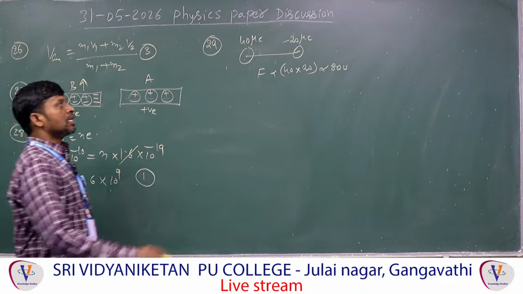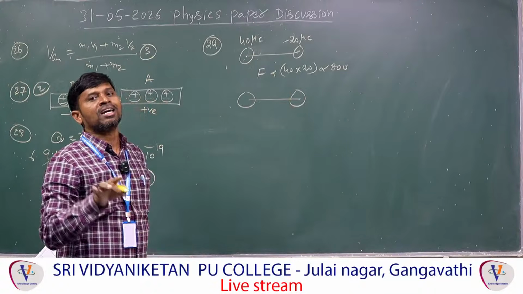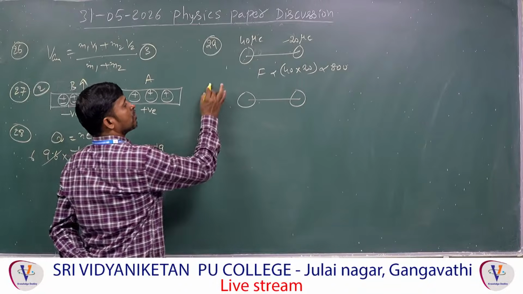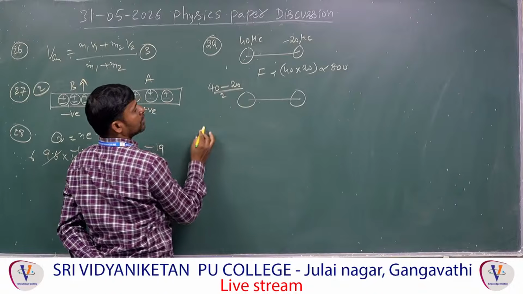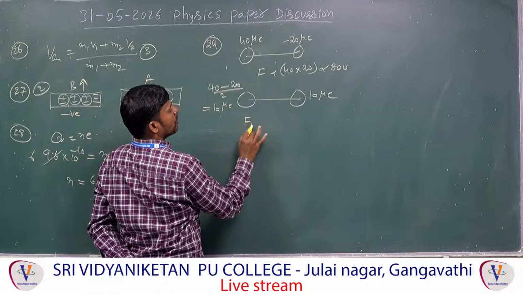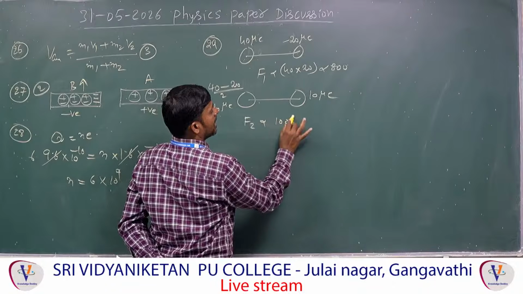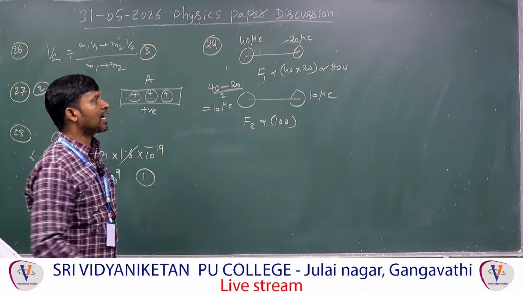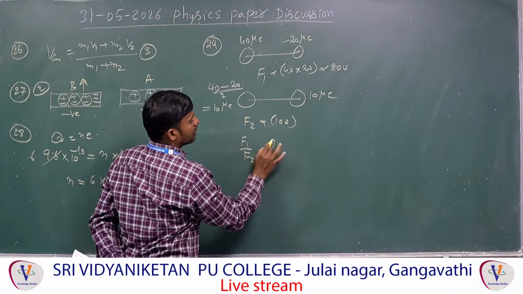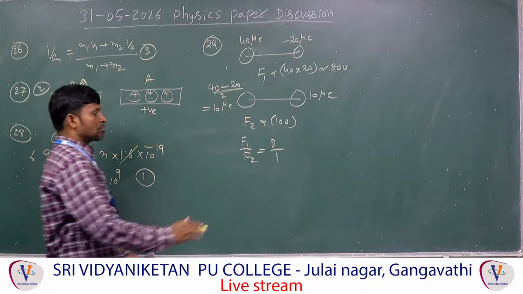They are in contact and then separated. What is the charge of each body? Like conduction, take the average: 40 minus 20 by 2, 20 by 2, 10. This value is also 10. What is this final force? The product of the charges is 10 into 10, 100. Asking the ratio: 800 by 100, 8 is to 1, like the first option.